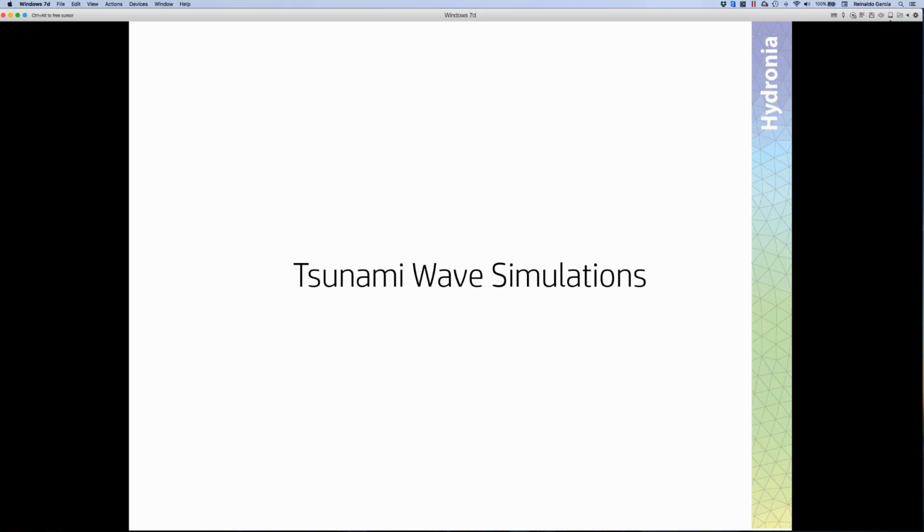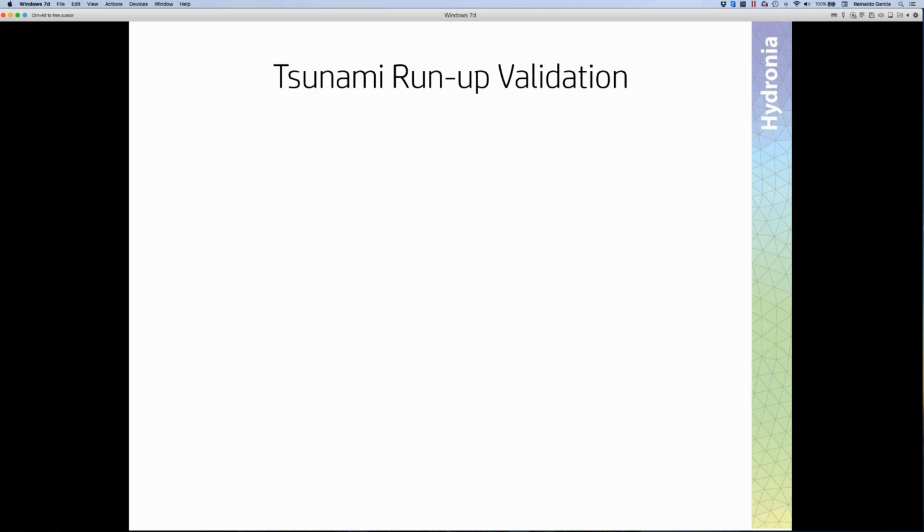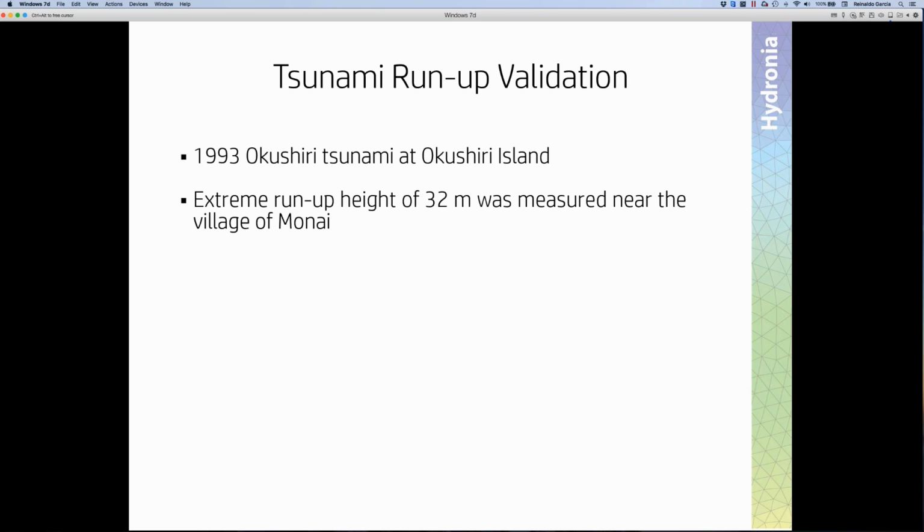Now, the purpose of this simulation is mainly to validate the model and demonstrate how the model can accurately reproduce measured results corresponding to tsunami. So the idea is to compare the model results with run-up data. And this example corresponds to an actual tsunami event that occurred in 1993 in Japan. And in this event, there was a measurement of the high water marks that occurred on that island.